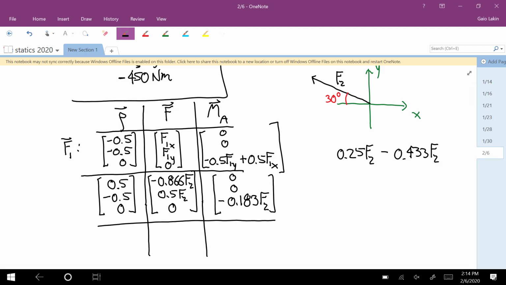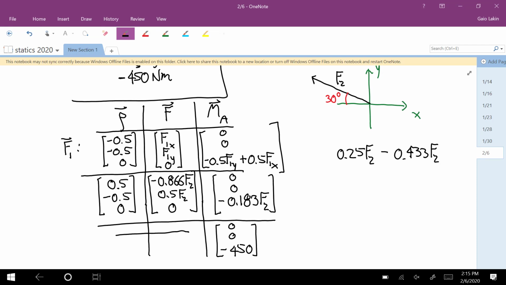And for the couple, we don't care about these. It's not going to produce a force. And we don't care about its relationship to any point because it produces the same moment around any point. All we care about is the couple, and the answer there is 0, 0, negative 450. So that's for the couple there?